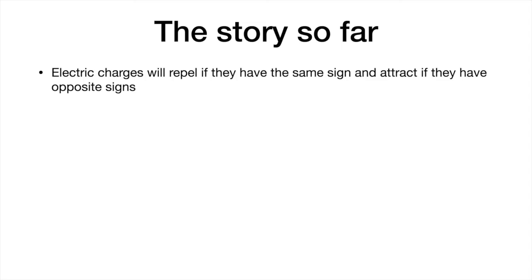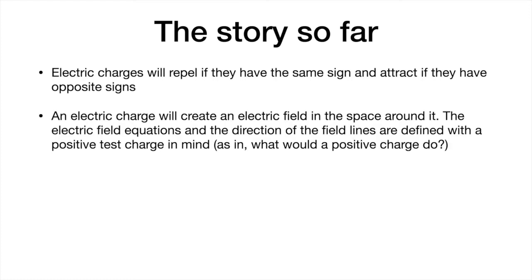In the last video, I reminded you that electric charges will repel if they have the same sign, and they will attract if they have opposite signs. And the new thing from last lesson was that an electric charge will create an electric field in the space around it, and those electric field equations and the direction of the field lines are defined with a positive test charge in mind. So whenever we're working with electric charges or electric fields, we're always thinking, okay, what would a positive test charge do?